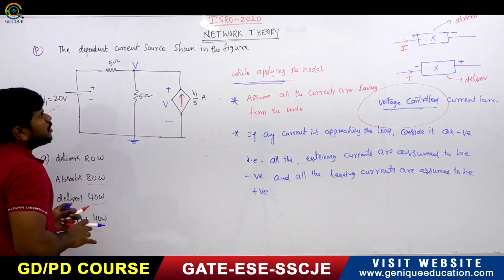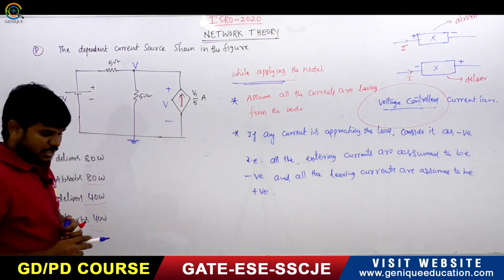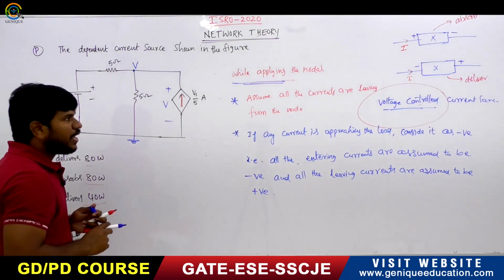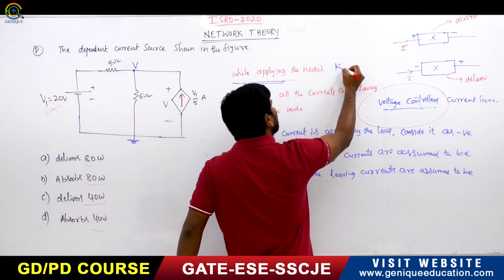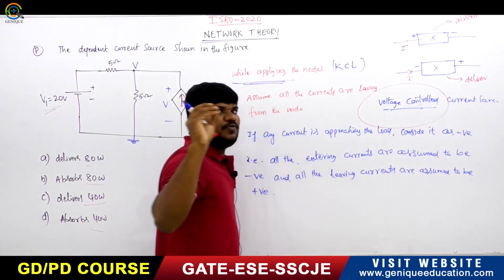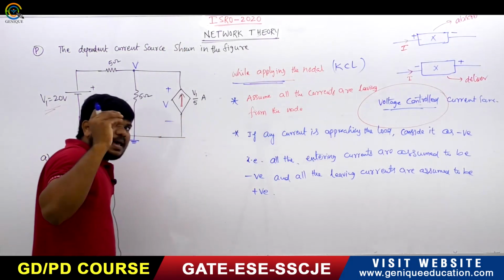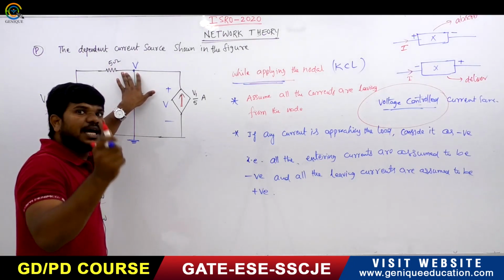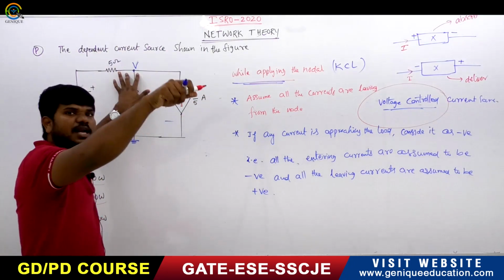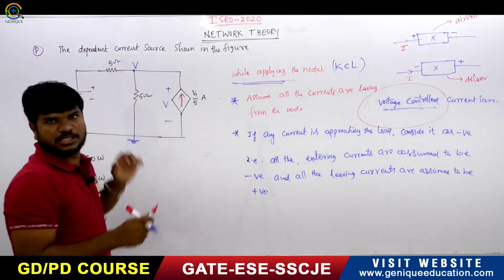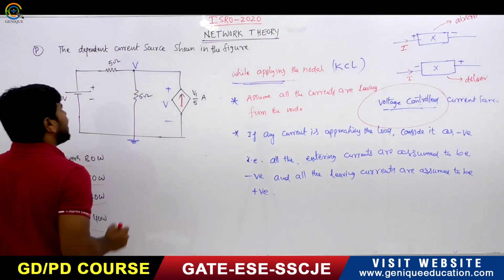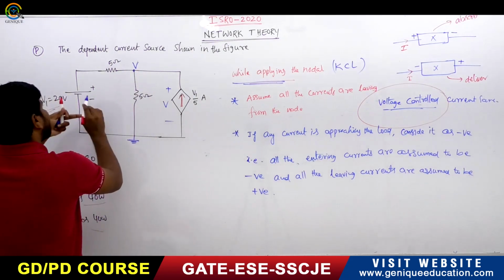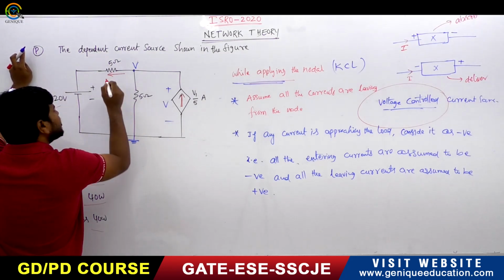Now I am applying the nodal analysis. What is nodal analysis? It's KCL, Kirchhoff's current law. At any node, if you want to apply KCL, you have to take the sum of the currents, whether entering or leaving, and it must be 0. So if I want to write the KCL here, what is the current in this direction? You have to identify the current in this direction.